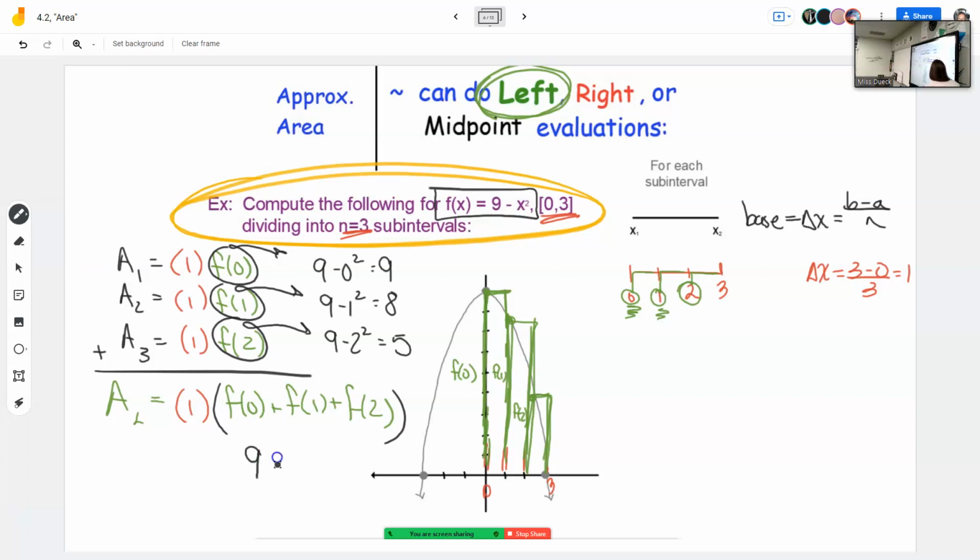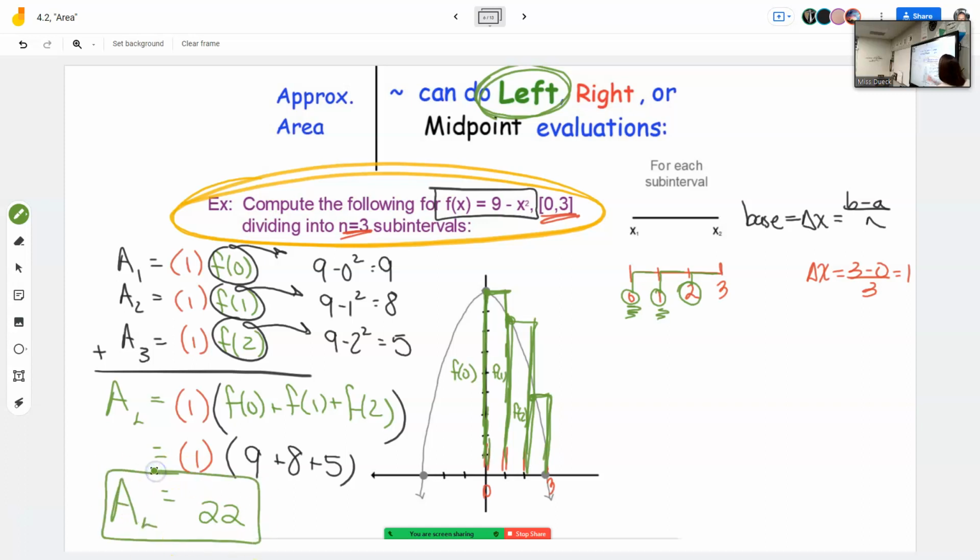So I can do my 9 plus my 8 plus my 5 times my 1. And I get my left Riemann approximation to be 17 and 5 is 22. Double check my math, but I'm pretty sure. Yeah? Okay.